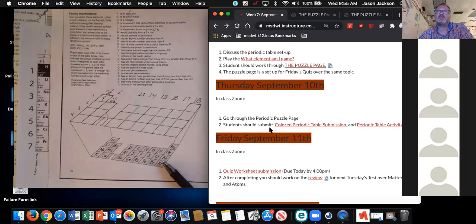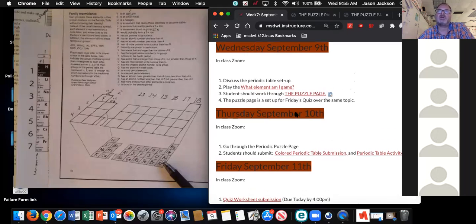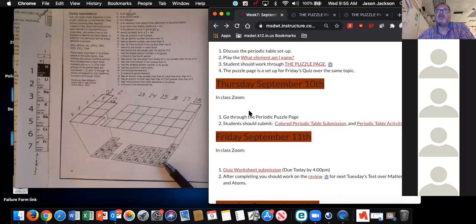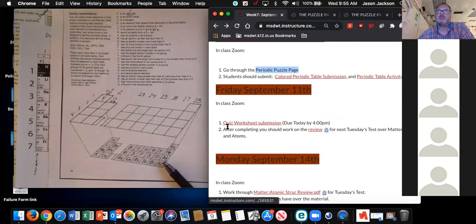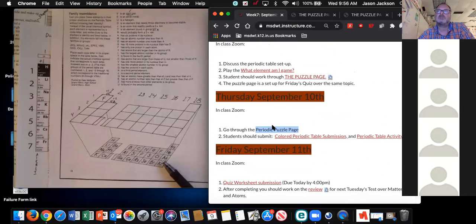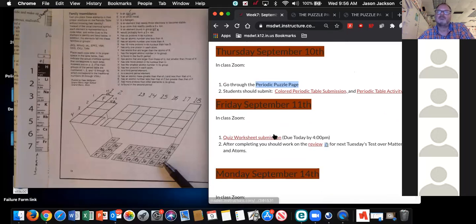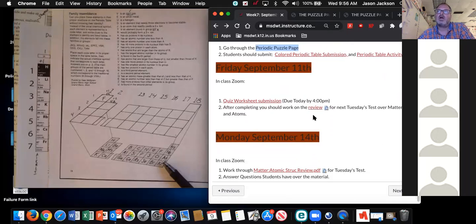So tomorrow's Zoom, I will come in and answer any questions that you have, and then allow you time to work on both of these assignments to make sure you complete this. Friday, I will answer any questions in the Zoom, and then you will do a quiz worksheet over that same type of puzzle page thing. After completing that, you should work on the review. And then Monday, we'll go over the review, and Tuesday, we'll have our test over matter and atoms.